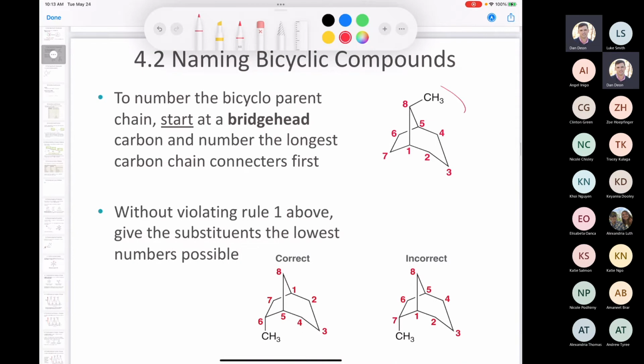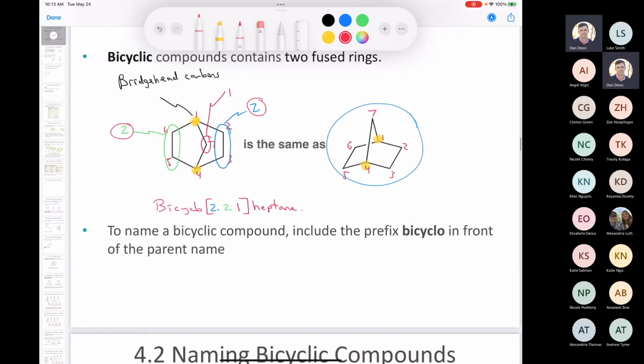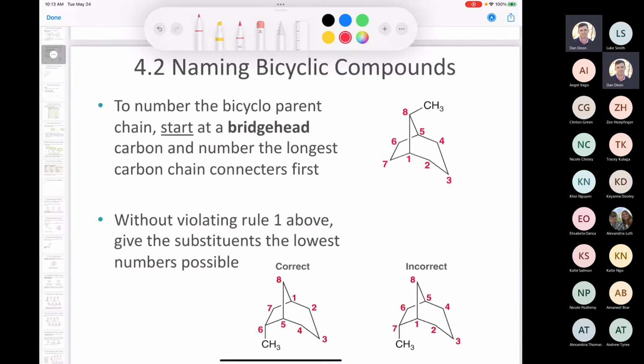I have a more complex example here, and I have the rules listed on the left-hand side. It says to number the bicyclo parent chain, start at a bridgehead carbon and number the longest chain first. Now, in this example, you have 2 chains, this one and this one, that are the same length. But if you have 3 bridges, and when I said chain, I meant bridges, when you have bridges that are different lengths, you always start with the longest one first.